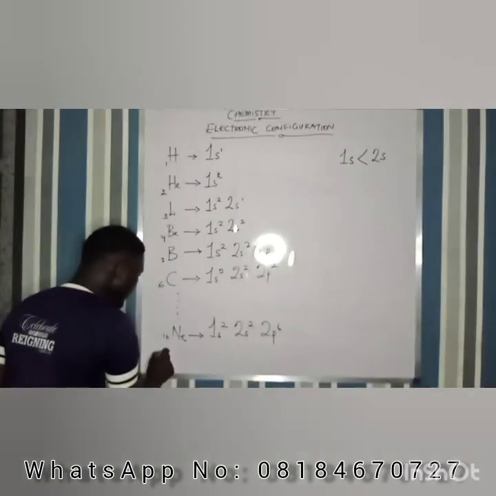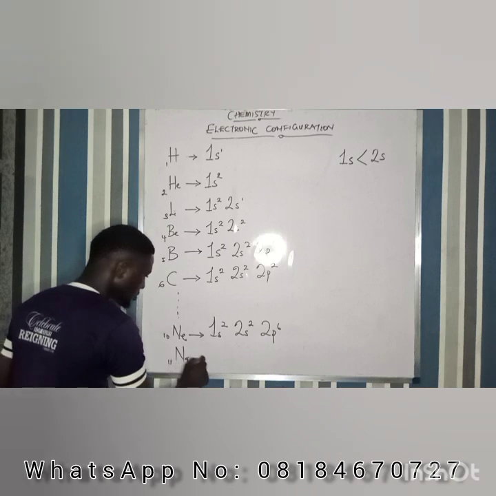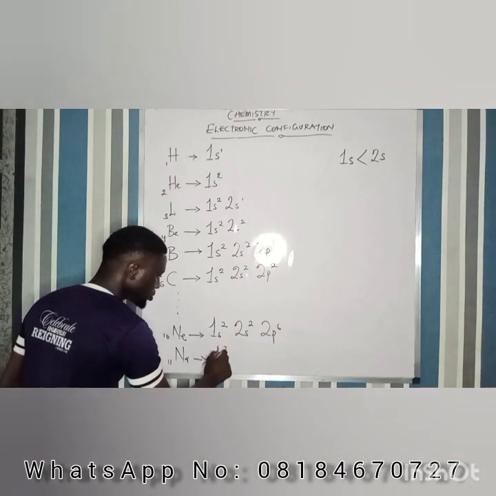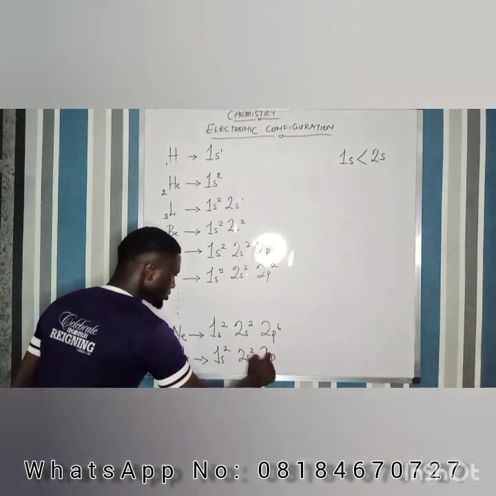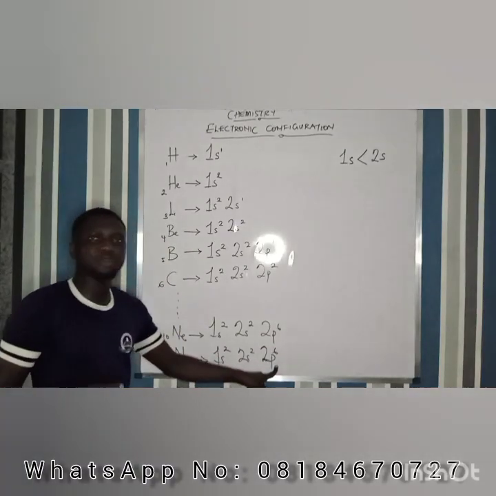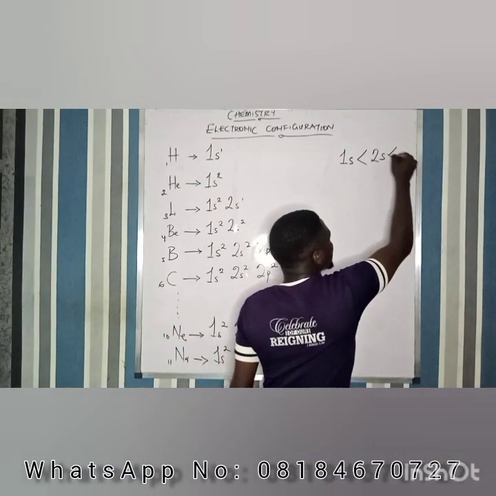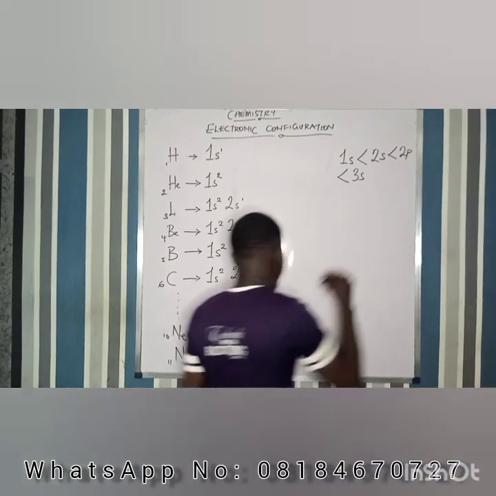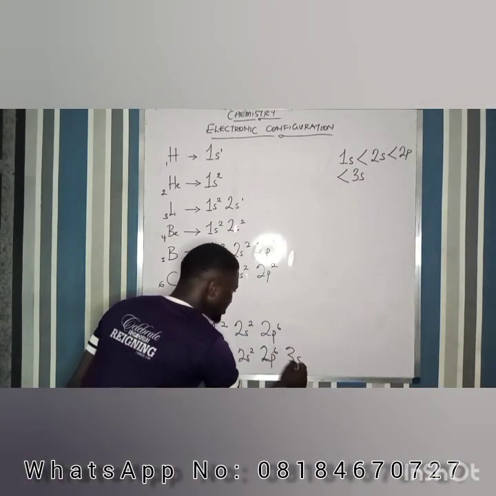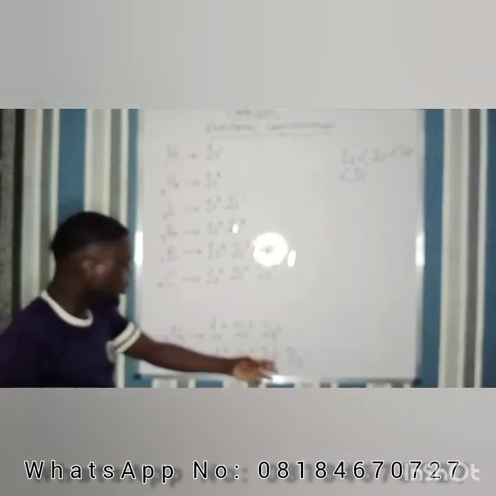When you get to the 11th element, which is sodium, that is 1s2, 2s2, 2p6, and the p orbital cannot take more than 6. We have to move to the next degenerate orbital. When we stop at 2p6, we move to 3s. That is 3s1. That's what we have there, and that is how it will go.